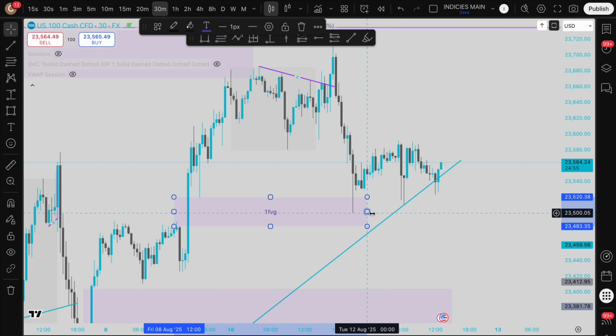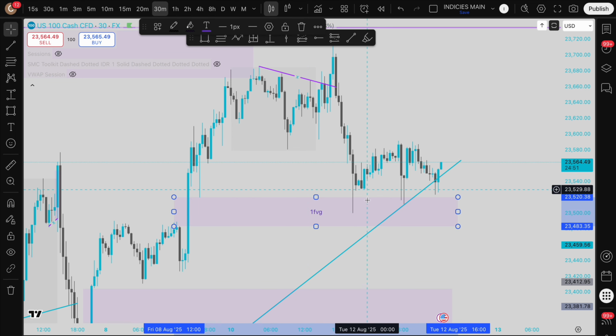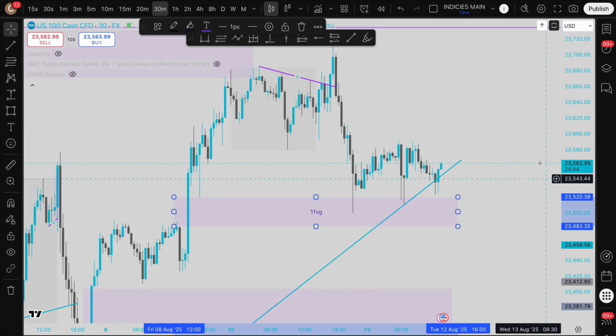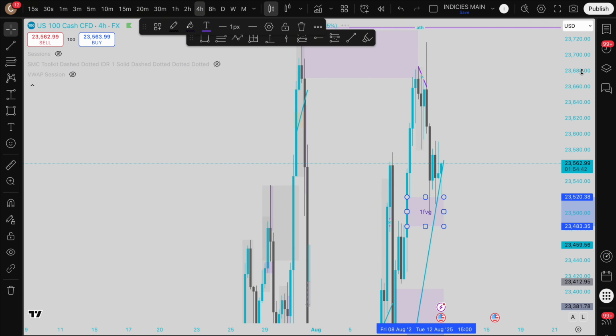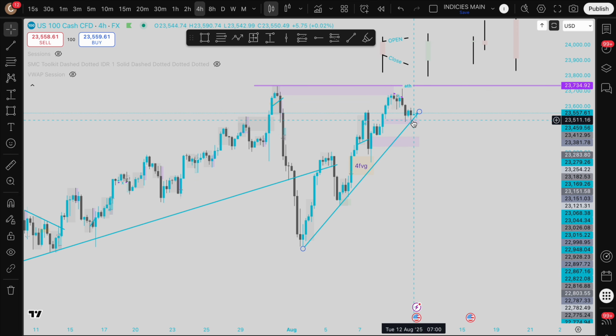Now, what else can we see? This 1 hour fair value gap is also now a support level, as price has come into it several times and bounced away. Several times and bounced away. So this trend line that we've got here is a trend line that we created on the 4 hour candle from the 1st of August, which is the start of the month. And so far that has been holding. We've had 1, 2, 3, 4, 5 touches on that trend line, which means it's holding.